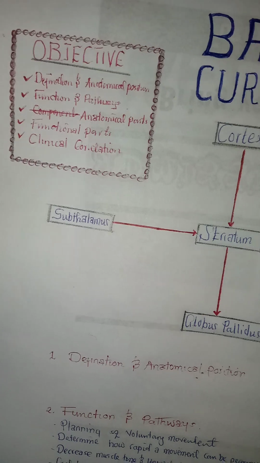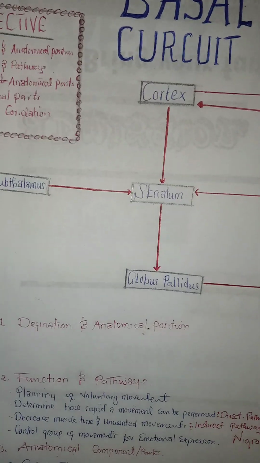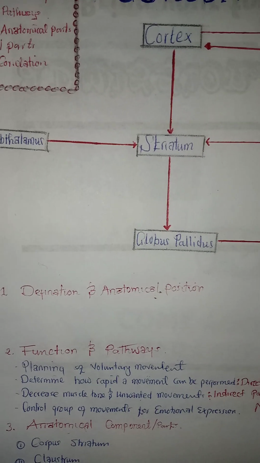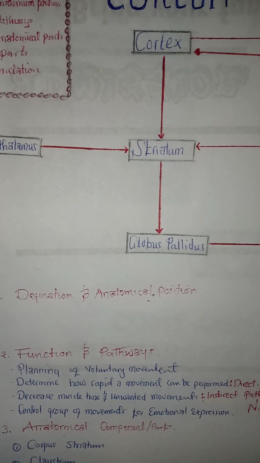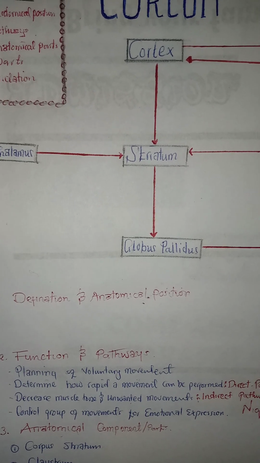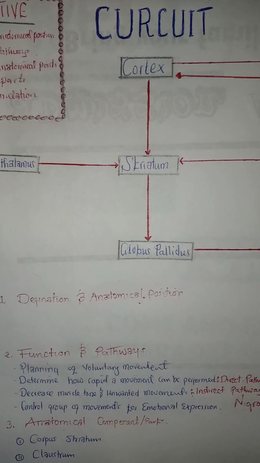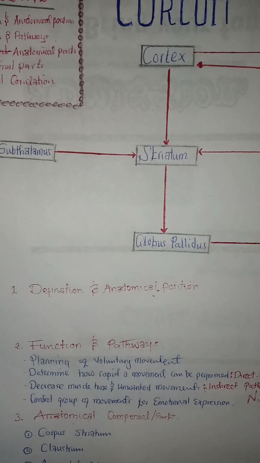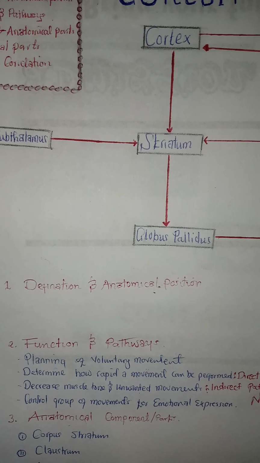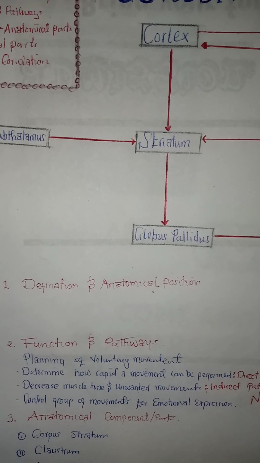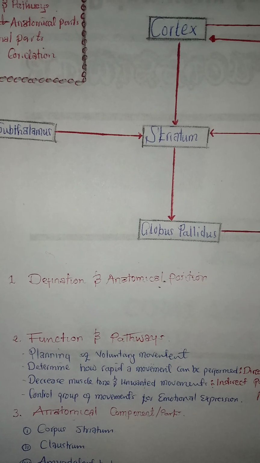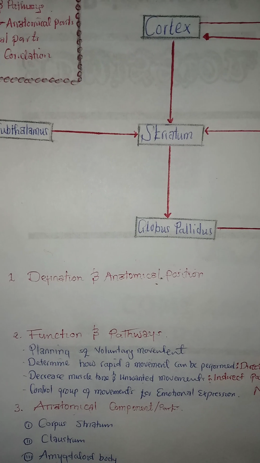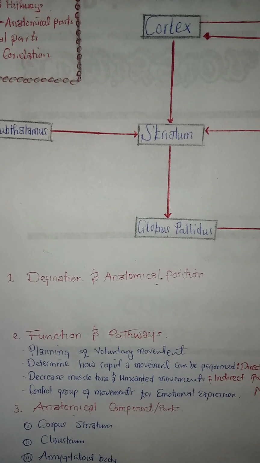Alright guys, so basal ganglia by definition is basically a group of nuclei which is located within the white core, okay, within the white core of each cerebral hemisphere. Then talking about the function, it is involved in the planning of movement. It is also involved in the determination of how rapid a movement can be performed.